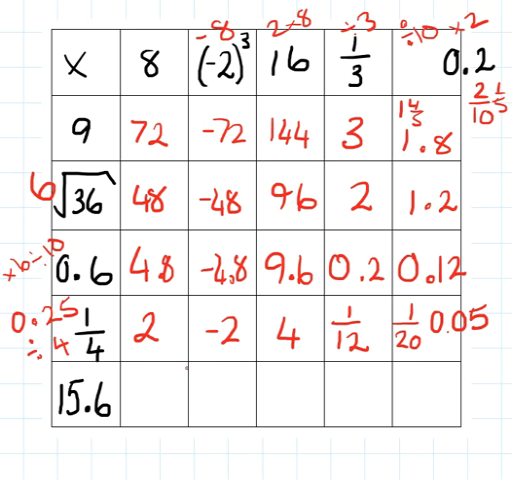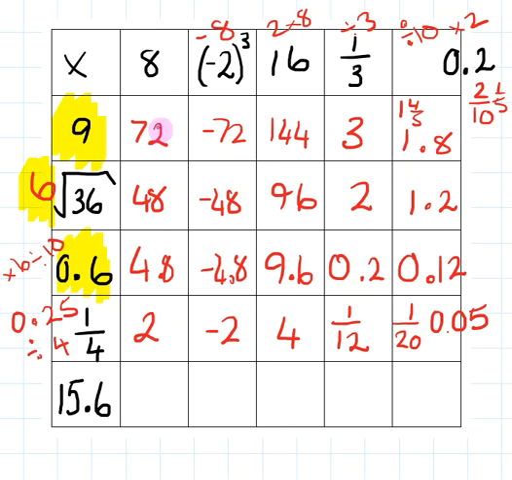And finally, the 15.6. Did anyone spot how to do that one? No? Well, 15.6 is the same as the 9s, the 6s, and the 0.6s added together. Those 3 lines added together. So yeah, it's still quite tough to do, but I don't have to do 15.6 times anything.